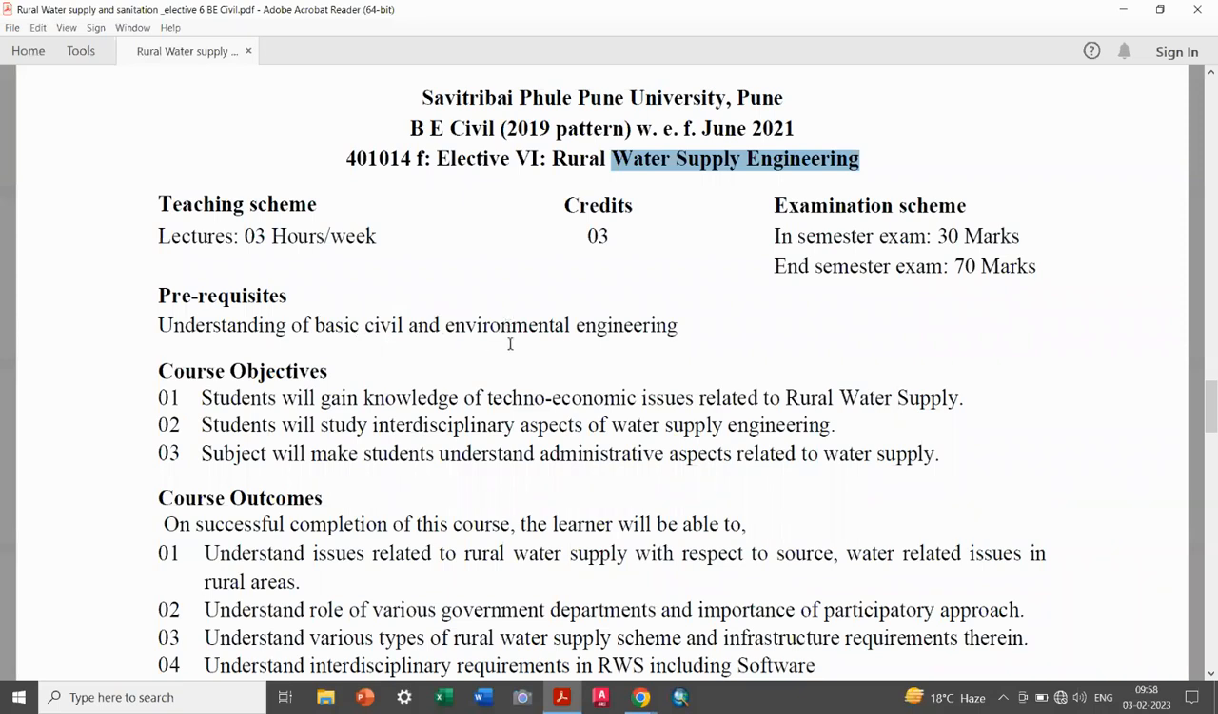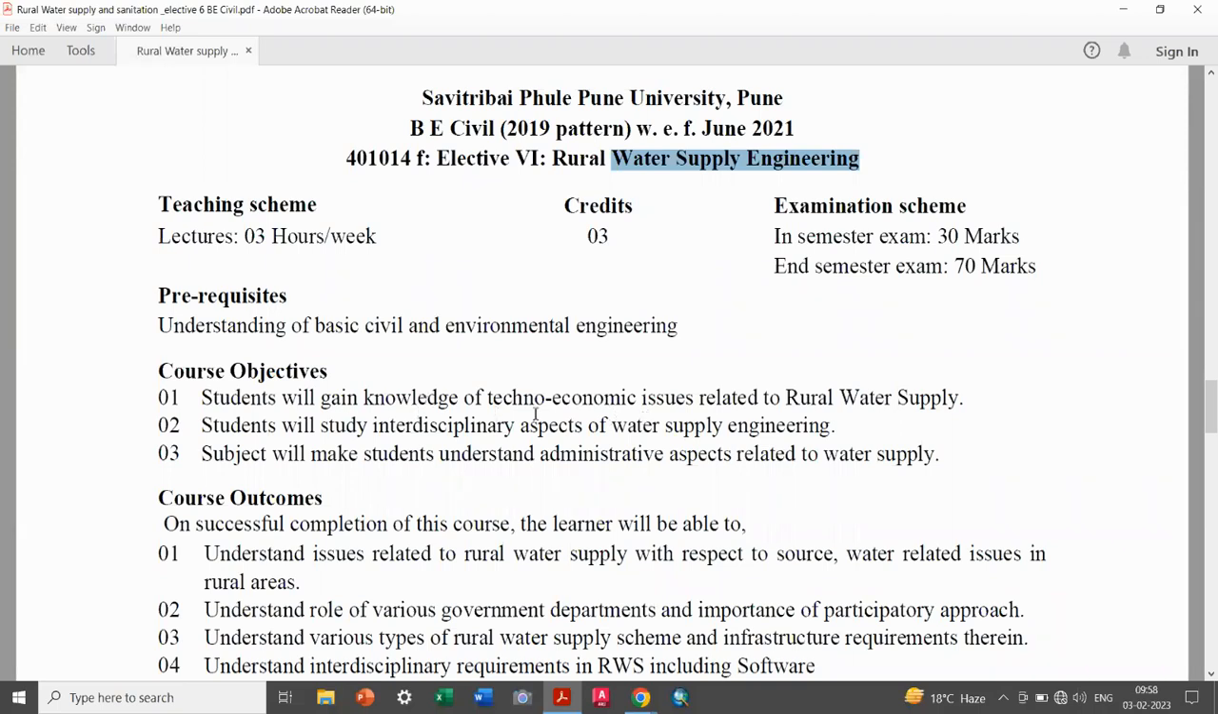So understanding of basic civil and environmental engineering. So basic subjects or basic knowledge till now, which you have covered, is sufficient, because we are well aware about the water supply systems in the rural areas. Many of us have rural background. We do visit many places in the rural area where we do come across such water supply systems.